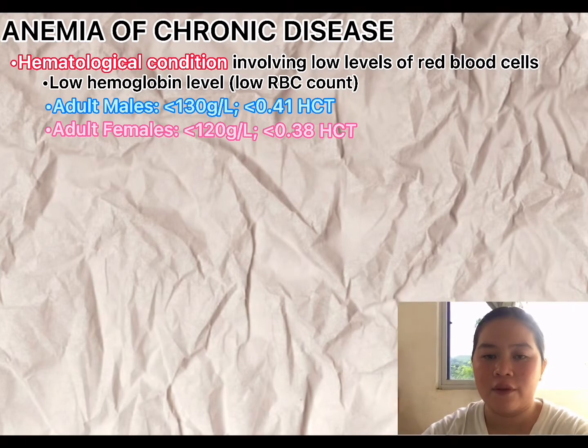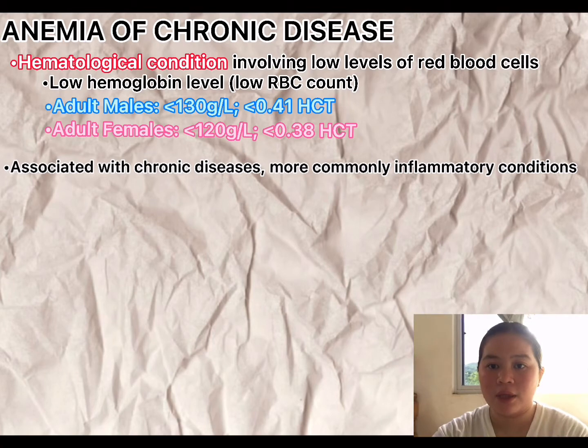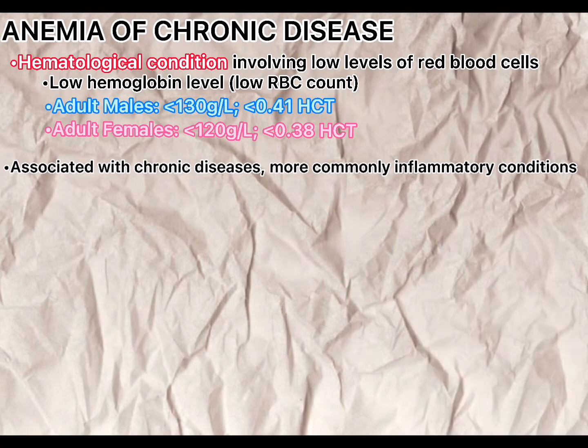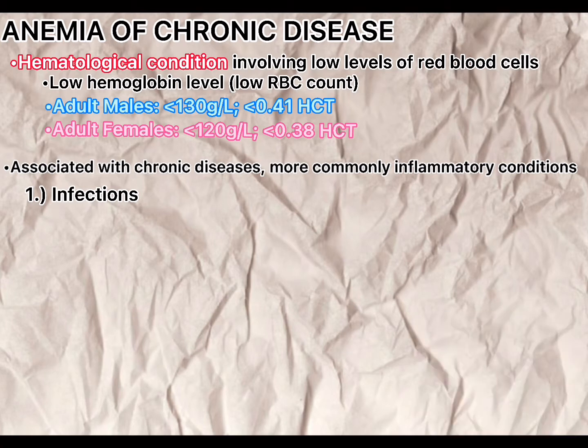This is the definition of anemia, but anemia of chronic disease is, as we mentioned before, associated with chronic diseases, more commonly inflammatory conditions. What might some of these chronic inflammatory conditions be? Some of them include infections, so this might include an abscess or some other chronic infection that a patient may be dealing with. It leads to a chronic inflammatory state in their body that can cause anemia.